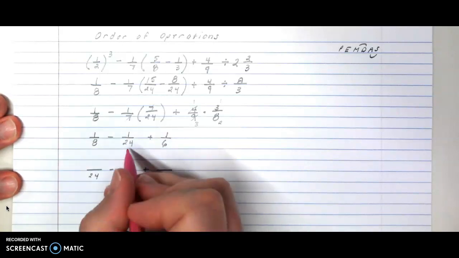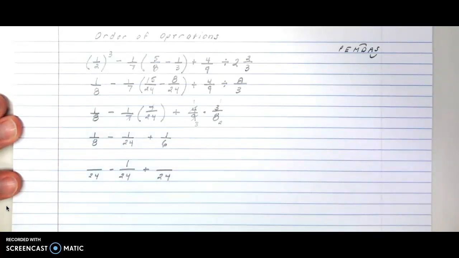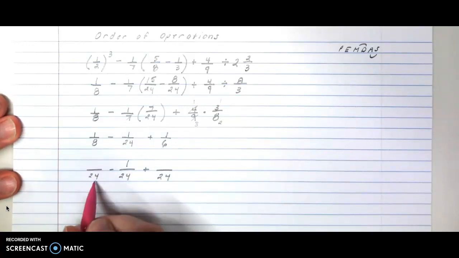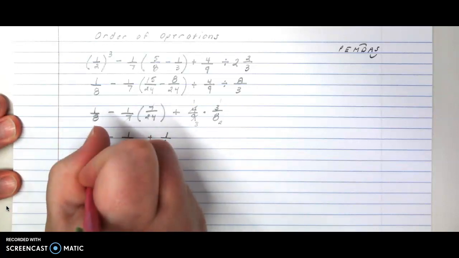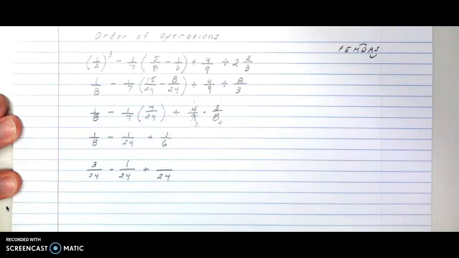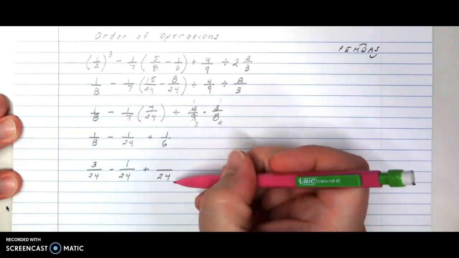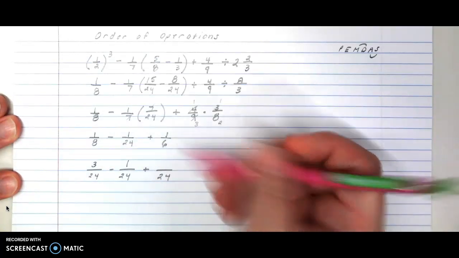The nice part is the middle fraction's already done, so we're just going to bring down that numerator of 1. 8 goes into 24 3 times, so 1 times 3 gets us 3. 6 goes into 24 4 times, so 1 times 4 is 4.